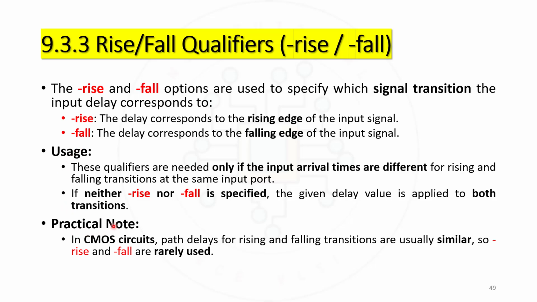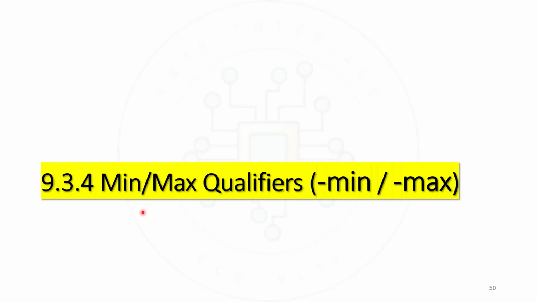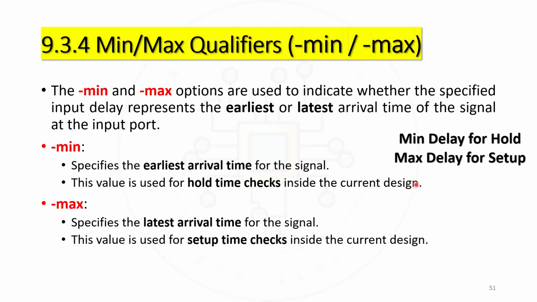Coming to the practical note, in CMOS, which is complementary metal oxide semiconductor circuit, path delays for rising and falling transitions are usually similar. So hyphen rise and hyphen fall are rarely used. These two switches are rarely used. Now let us try to understand the min and max qualifiers. This min will be used for hold and max will be used for setup.